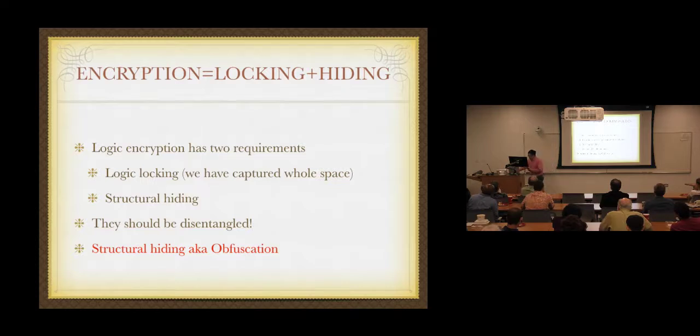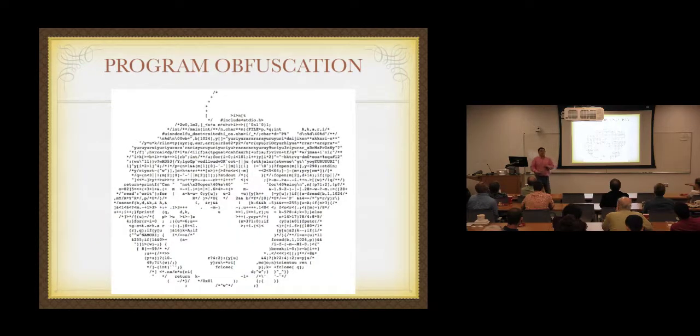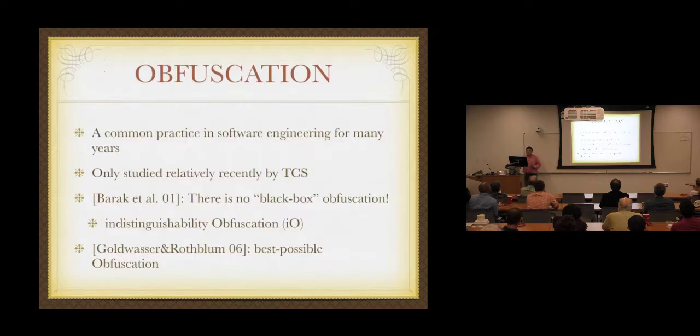I don't know whether any of you have seen this. This is a C program, I think an obfuscated C program. I think it's a champion of, I don't remember which year. There is actually a competition on C program obfuscation, and this is one year's champion, right? So probably you can try to figure out what is the function of this C program, right? Obfuscation is a very common practice in software engineering for a very long time.